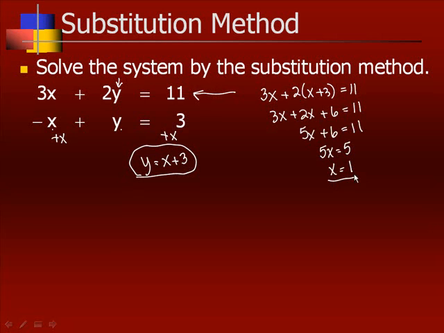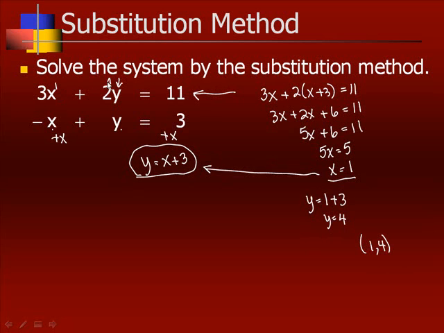Don't quit. Remember, we've got to have an ordered pair. So we take that and we plug it back into our circled equation. y equals 1 plus 3, so y equals 4. So our solution would be 1, 4.